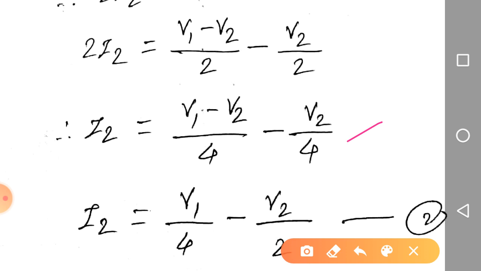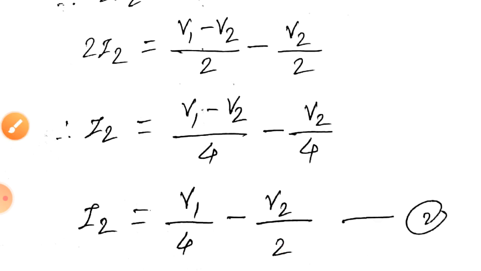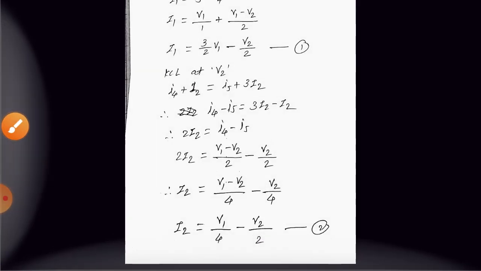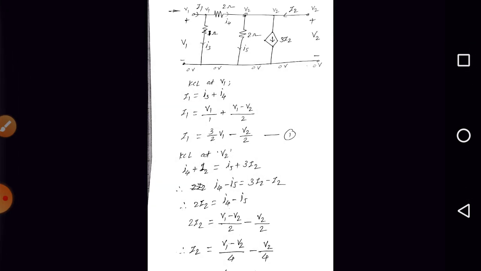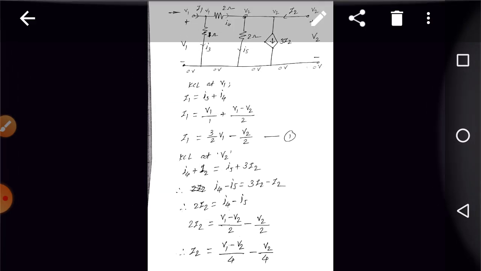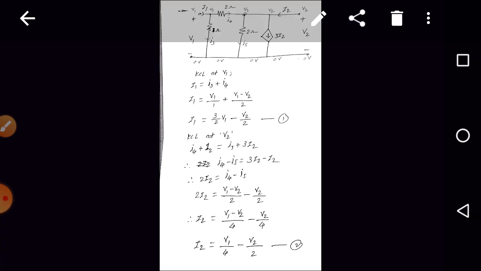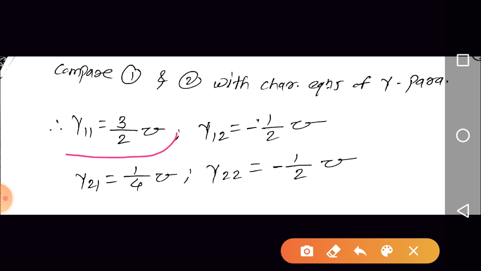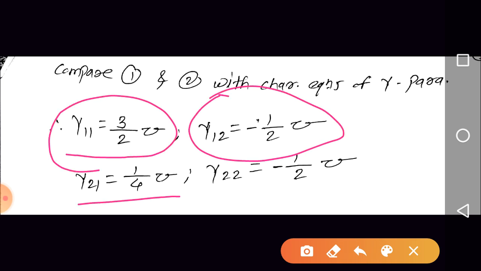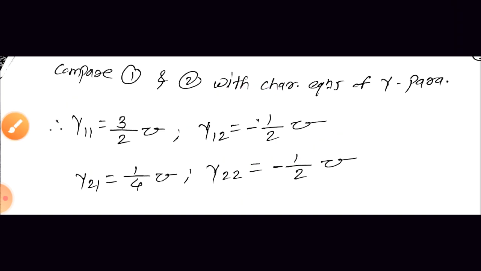So I2 is equal to y21 V1 plus y22 V2. What is y21? y21 is 1 by 4, and y22 is minus 1 by 2. Comparing equations 1 and 2 with the characteristic equations of y parameters, we can write y11 is 3 by 2 mho, y12 is minus 1 by 2, y21 is 1 by 4 and y22 is minus 1 by 2.